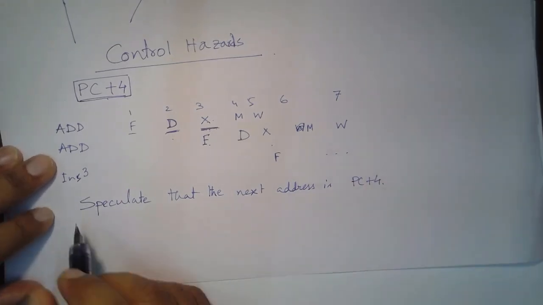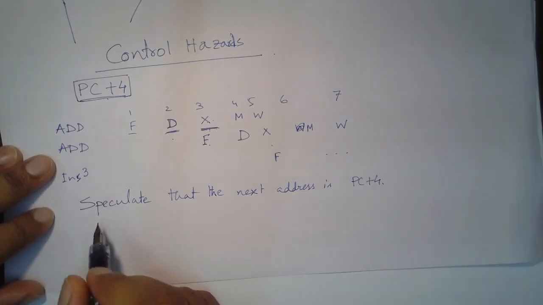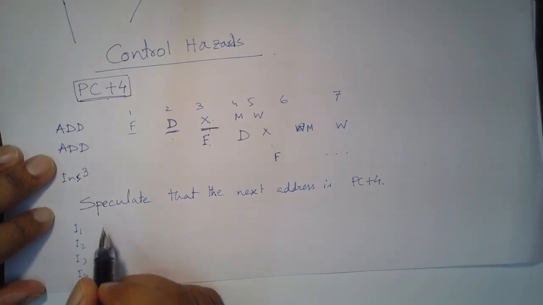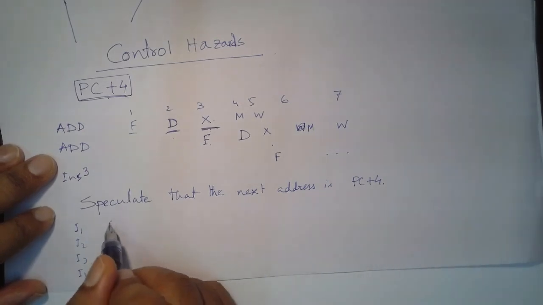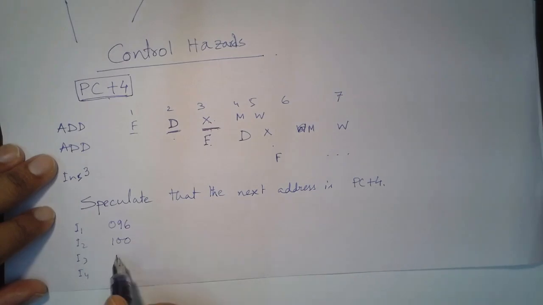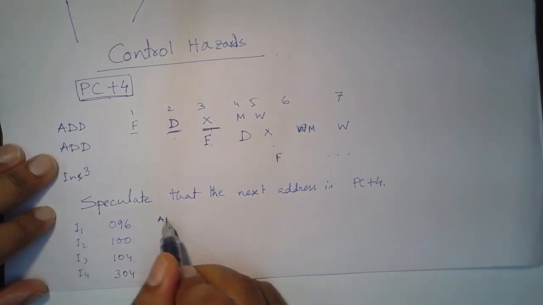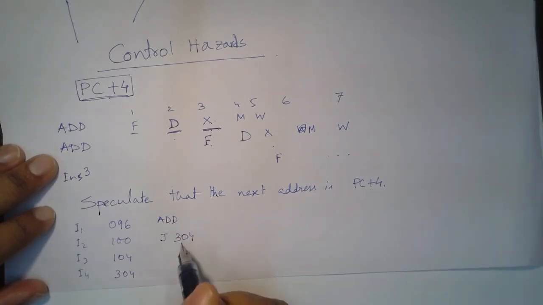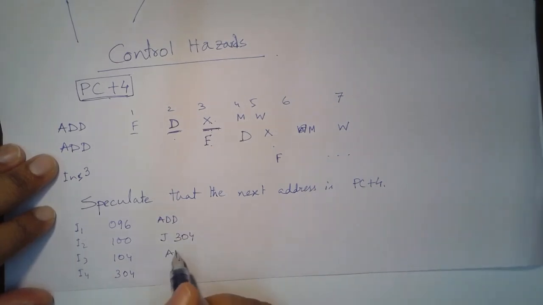Okay. So let's look at one example. Let's say these are your instructions 1, 2, 3 and 4, and these are the different memory locations where these instructions are stored. And these are your instructions: add, followed by, let us say, a jump to a new location, so this is an unconditional jump, then there is an add, and then there is one more add.